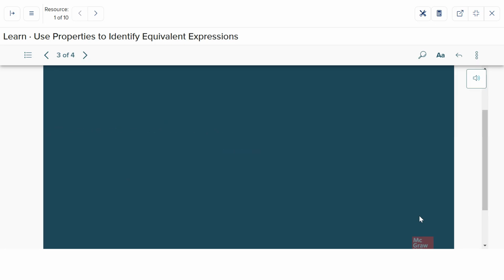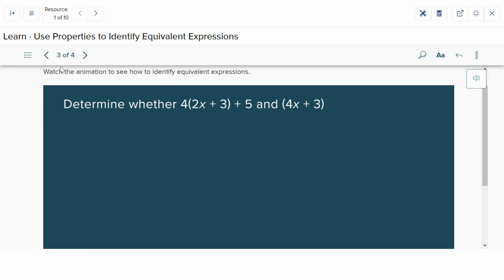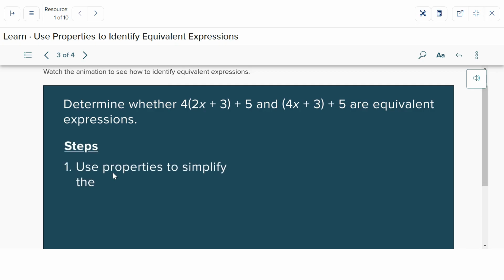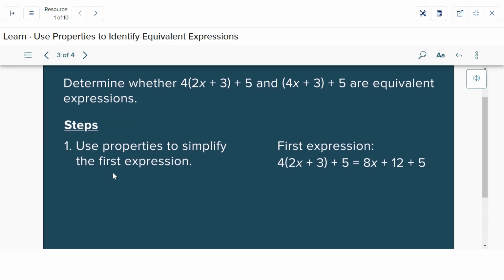You can determine whether the expressions 4 times the quantity 2x plus 3 plus 5 and the quantity 4x plus 3 plus 5 are equivalent by using properties of operations. Begin by using properties to simplify the first expression. Apply the distributive property to eliminate the parentheses. 4 times the quantity 2x plus 3 becomes 8x plus 12. Then use the associative property to group and combine the like terms 12 and 5. The first expression simplifies to 8x plus 17.